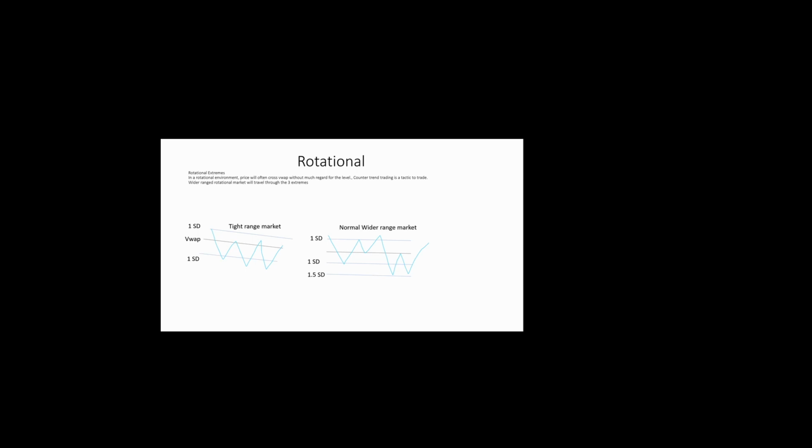Now we'll move on to the most common of the type of market days that we're going to have. Trend days only occur around 30% of the time. Again, past performance is not indicative of future results. But most times than not, we're going to have a tight or a wide ranging market.